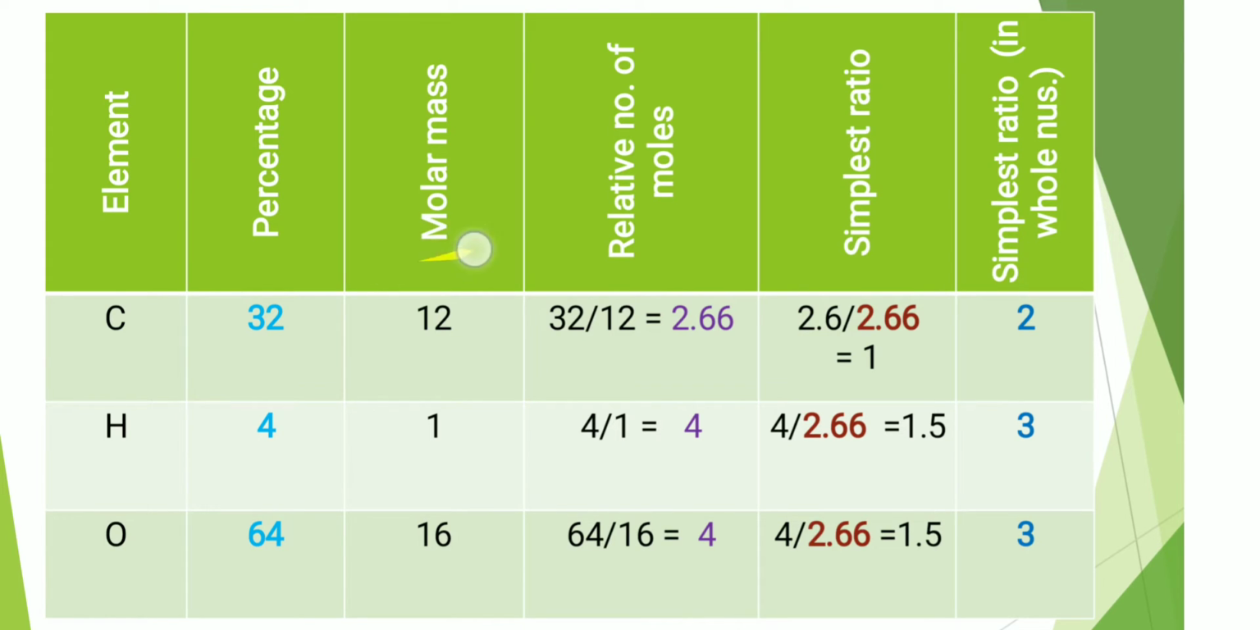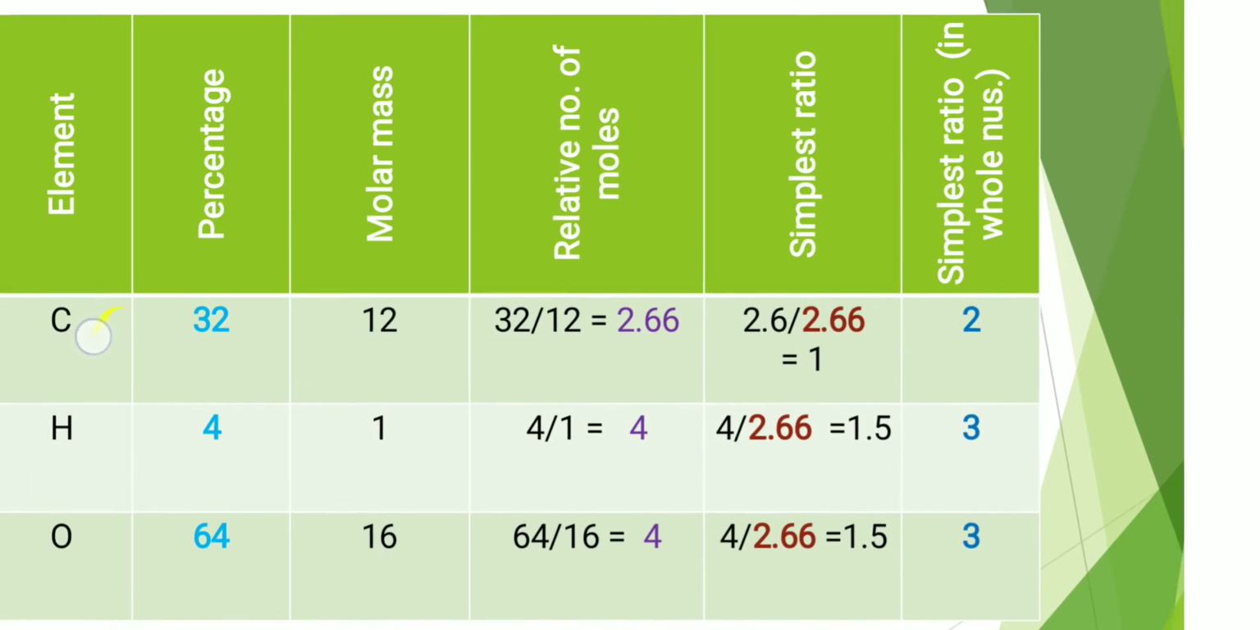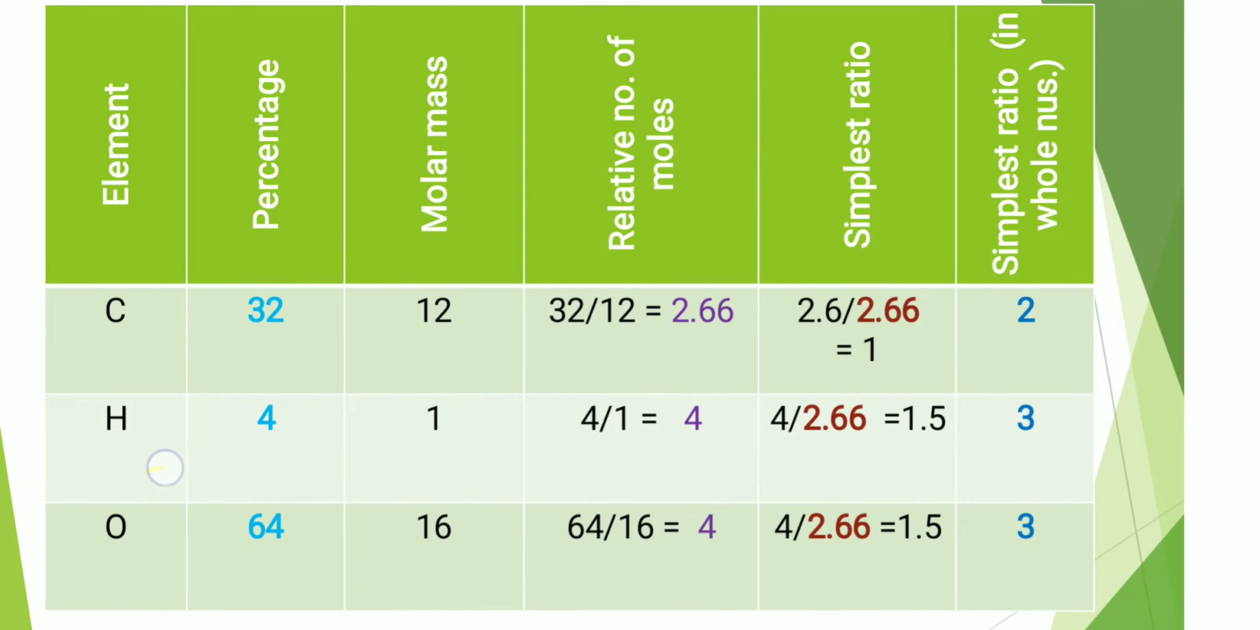Children, to calculate the empirical formula, we must memorize the molar mass. The percentage alone they give in the problem. So we must memorize the molar masses of some elements. At least carbon, hydrogen, oxygen, nitrogen, these elements we must remember. Then we move to the simplest ratio.